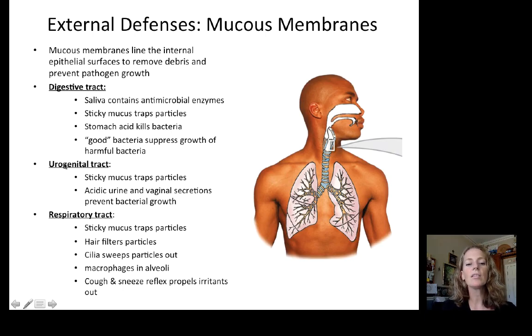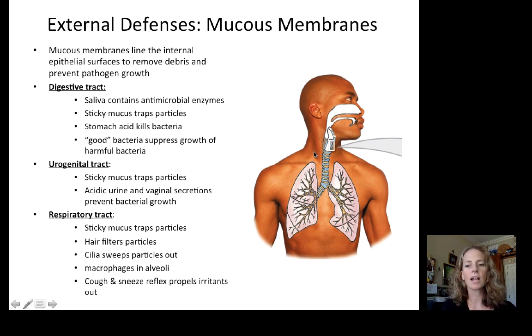In some of the lower openings of the urogenital tract, we will also have sticky mucus. Sticky mucus traps particles and prevents entry because of its stickiness. It will also be more acidic in these openings. So in the urinary openings and in vaginal openings, we will have more acidic secretions. Urine is acidic, which helps to flush out bacteria. Vaginal secretions are slightly acidic, which helps to prevent bacterial growth.